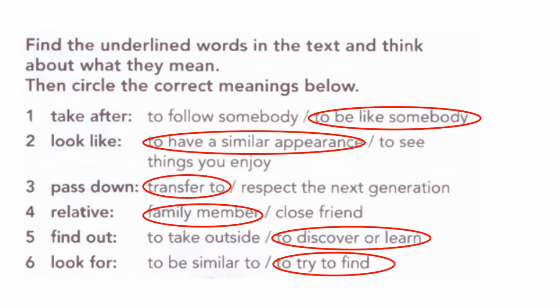Finished? Well done! Let's look at the answers together. Number 1, take after means to be like somebody. Number 2, look like, to have a similar appearance. Number 3, pass down means transfer to. Relative means family member. Find out means to discover or learn. And finally, look out, to try to find.